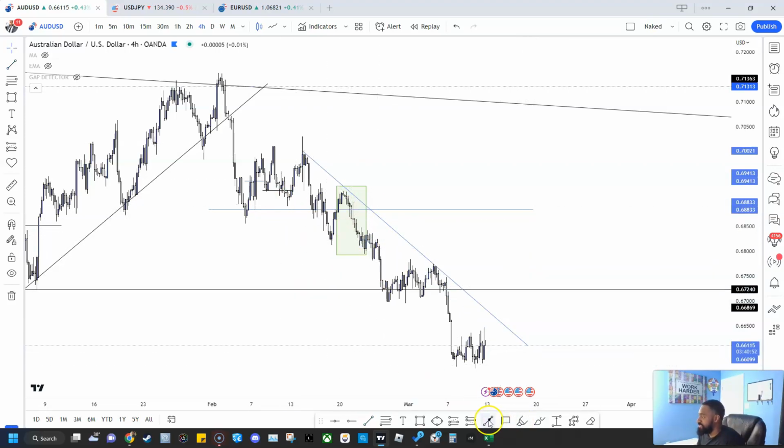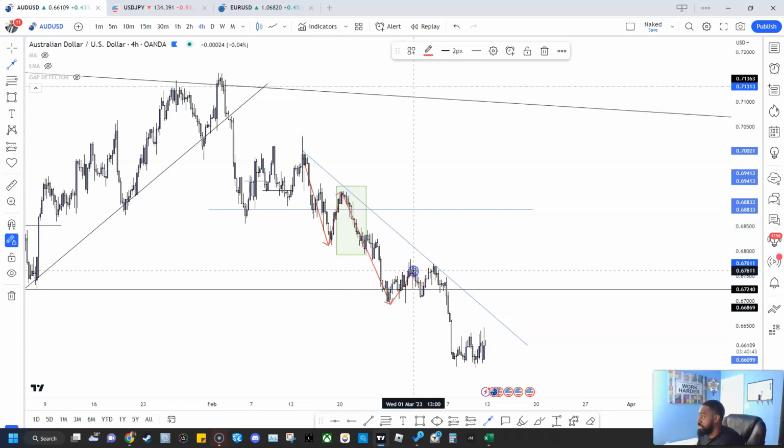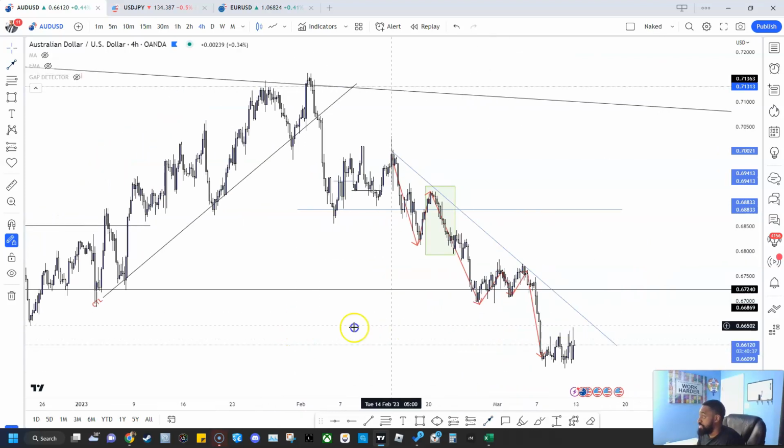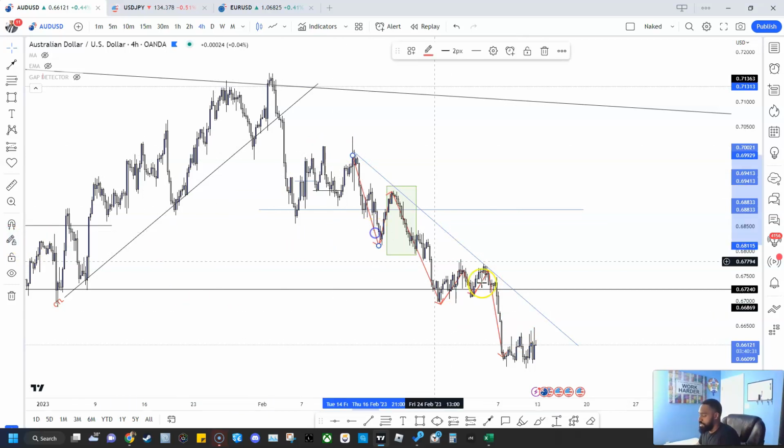If you want me to draw some things, I can, but it's downtrending. It's downtrending, right? That's what we're doing. Lower highs and lower lows. Alright, so I'm going to leave that alone.